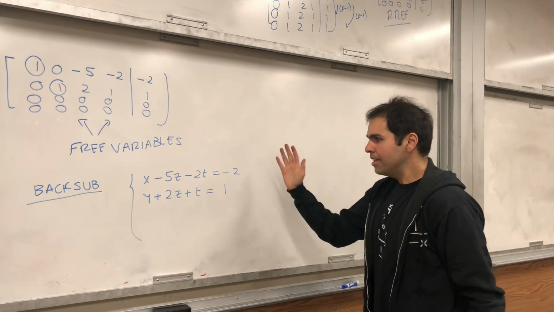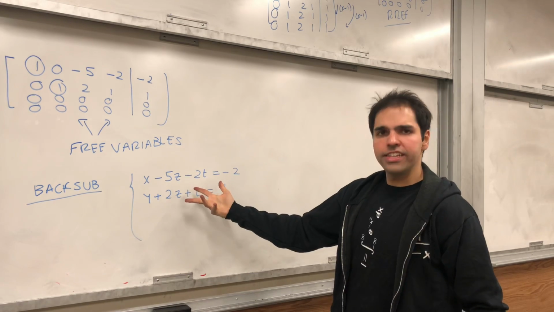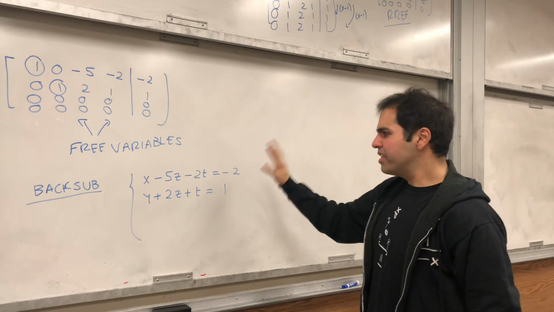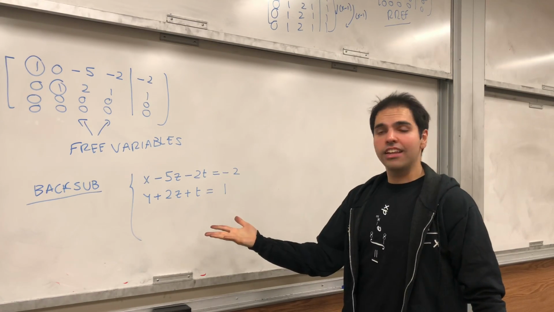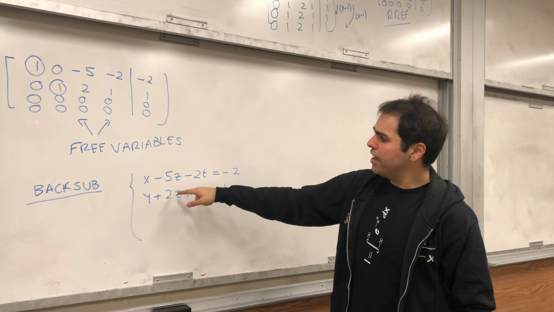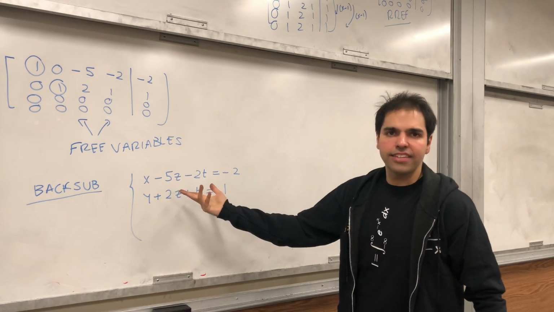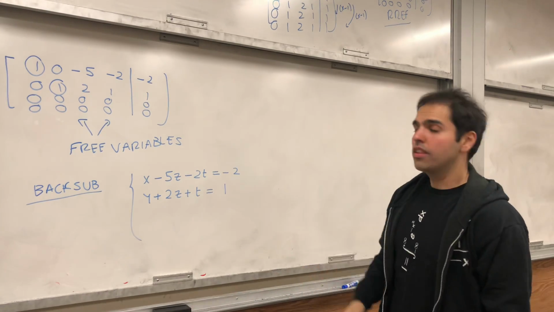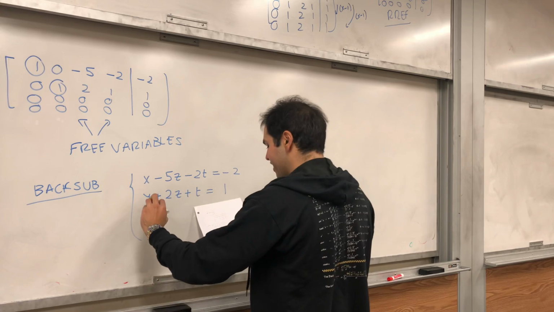Now, at this point, you might be stuck. You might be like, well, what can we say about the solutions? But the cool thing is, in this system, there are actually infinitely many solutions, because notice, for every z and every t, we do get a certain solution x and y. So this is the case where there are infinitely many solutions. How can we write them down?